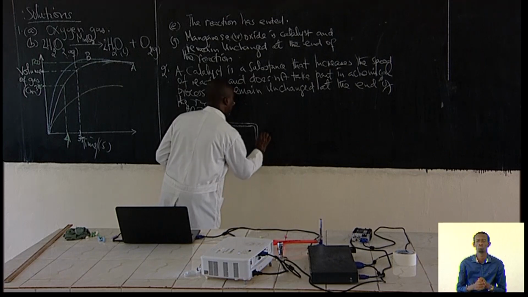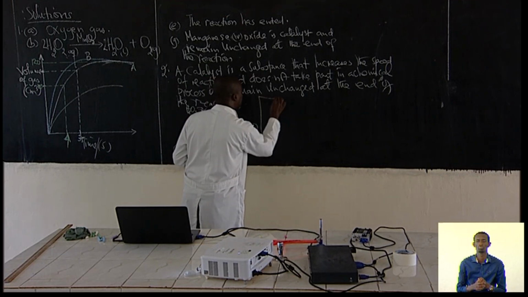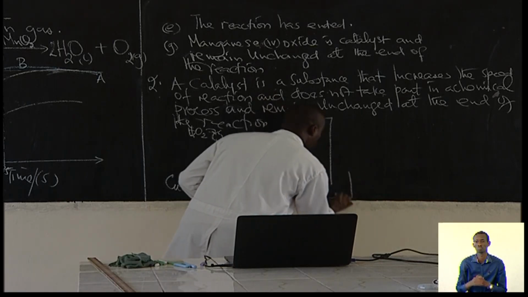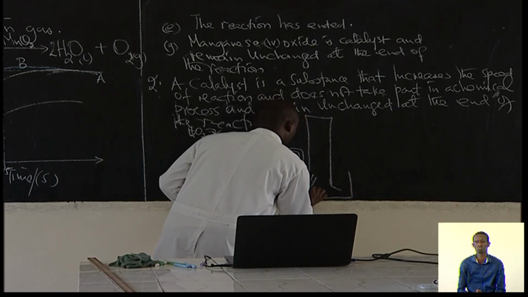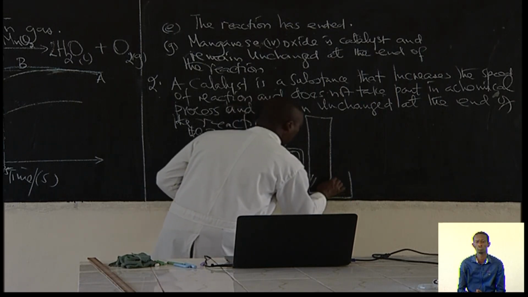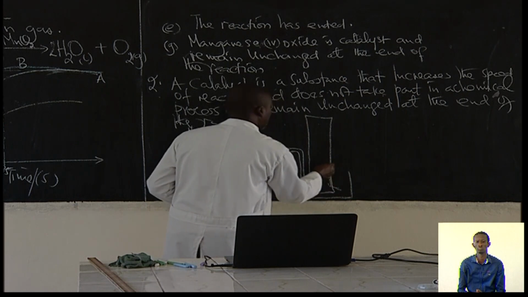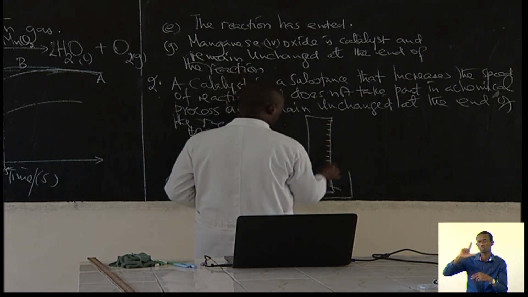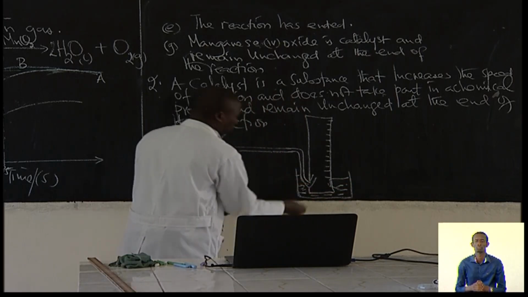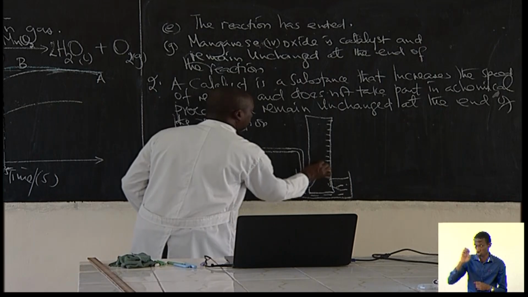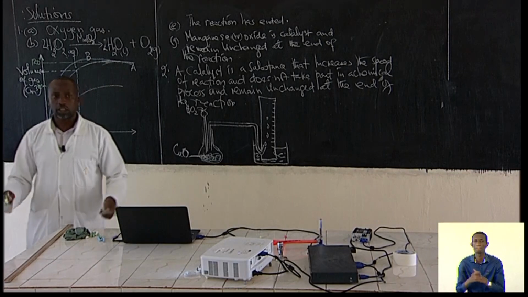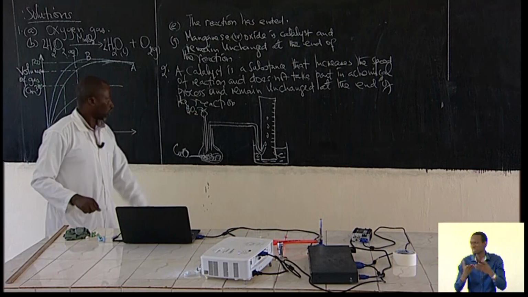That's the diagram. This is a measuring cylinder which is calibrated, and the gas can be collected over water. So you have this calibrated cylinder with some values, and you are collecting the gas over water. Oxygen doesn't dissolve in water, so you expect the gas to be collected here. You'll be recording the time after certain intervals, every 5 seconds.